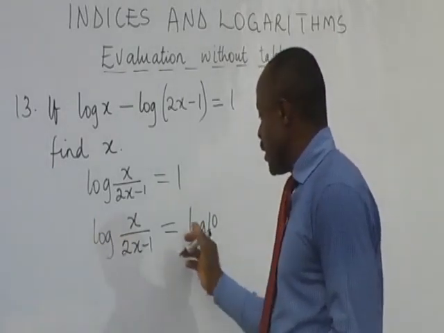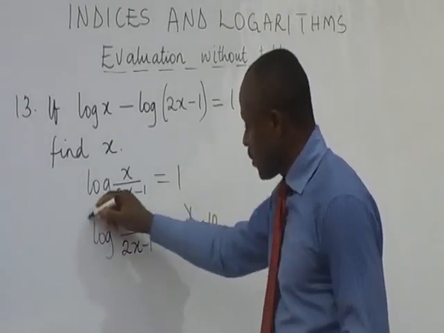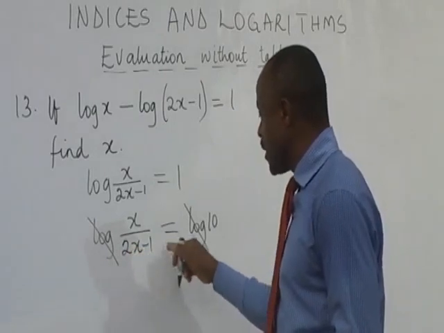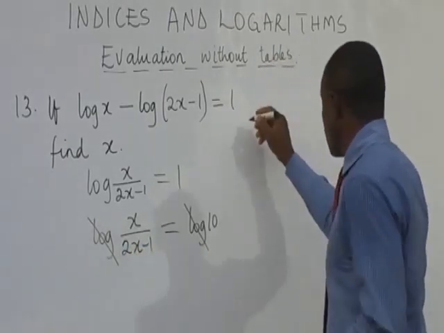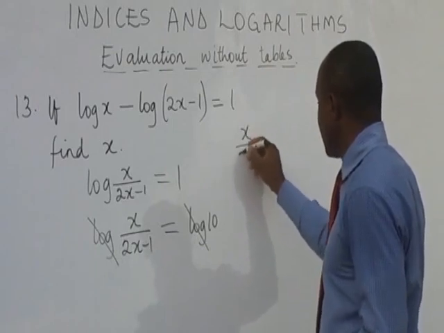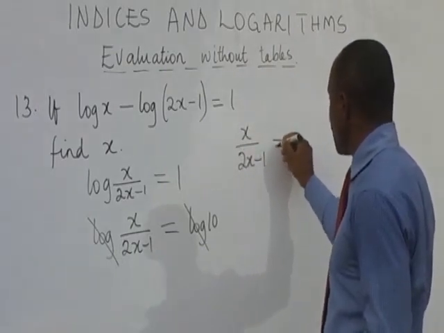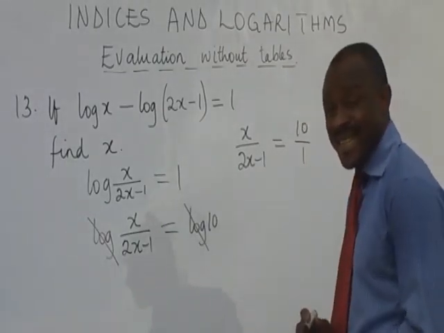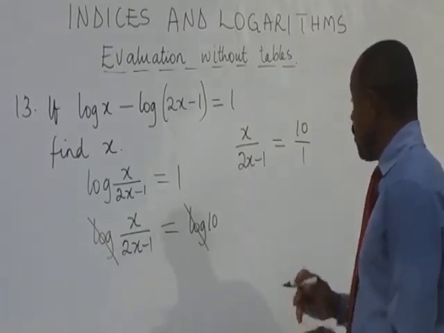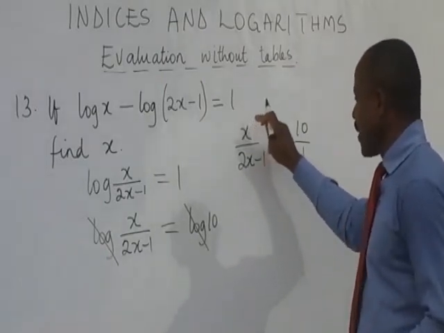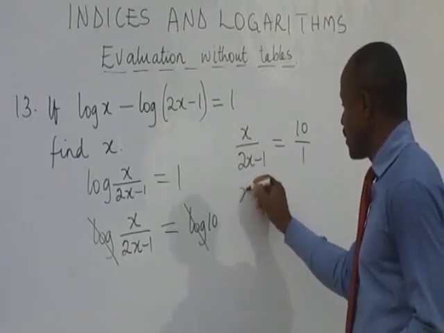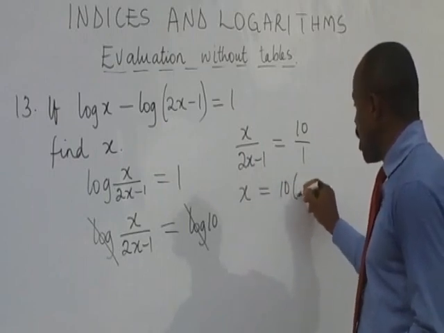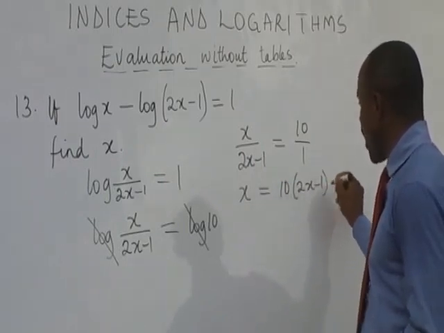Log on this side, log on that side, remove log, it is not needed. Equate: x all over 2x minus 1 is equal to 10. We can write 10 in fraction form as 10 over 1. If you cross multiply here, you find that x times 1, which is x, will now be equal to 10 times 2x minus 1.